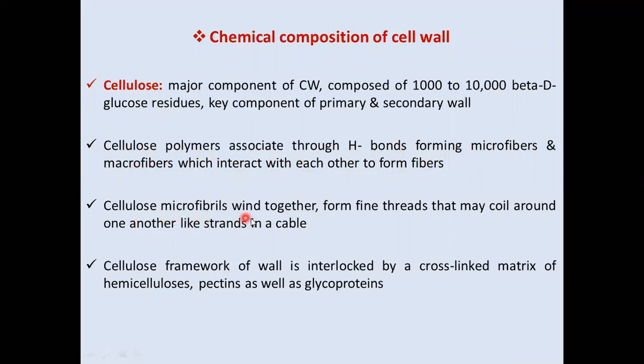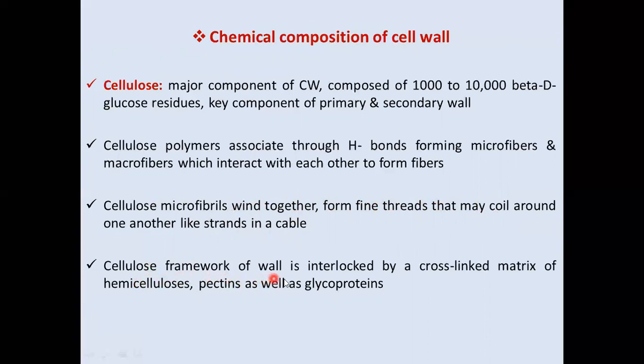Cellulose microfibrils wind together and form fine threads. They may coil around one another like strands in a cable. So microfibers wind together and form a fine thread to form macrofiber, and they wind around one another to form a coil like strands in a cable.